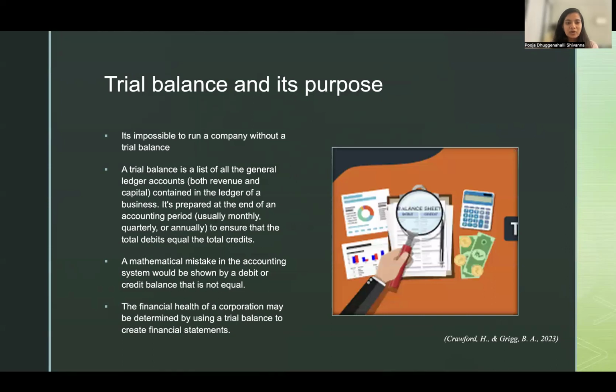Moving forward, what is a trial balance and its purposes? Basically, a company cannot run without a trial balance. A trial balance is a list of all the general ledger accounts contained in a ledger in a business. It is prepared at the end of the accounting period, usually monthly, quarterly, or annually, to ensure that the total debits equal the total credits. A mathematical mistake in any accounting system would be shown by a debit or credit balance that is not equal. The financial health of a corporation may be determined by using a trial balance to create financial statements.